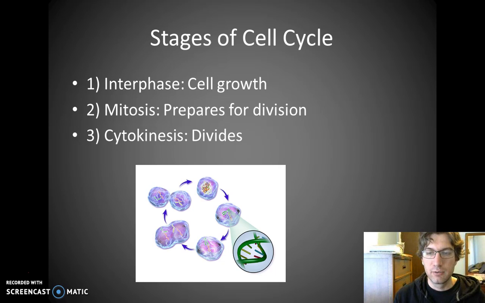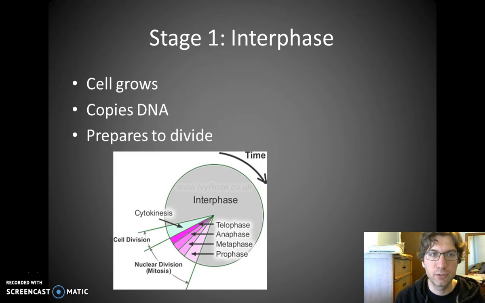When it gets ready to divide, it goes into step 2, which is mitosis, which is the preparation step for dividing. So it needs to copy everything in itself and kind of separate into two groups. And then step 3 is cytokinesis, and that's the actual division of the cells, the cell membrane pinching off and forming two cells. So let's look at the first stage, which is interphase.